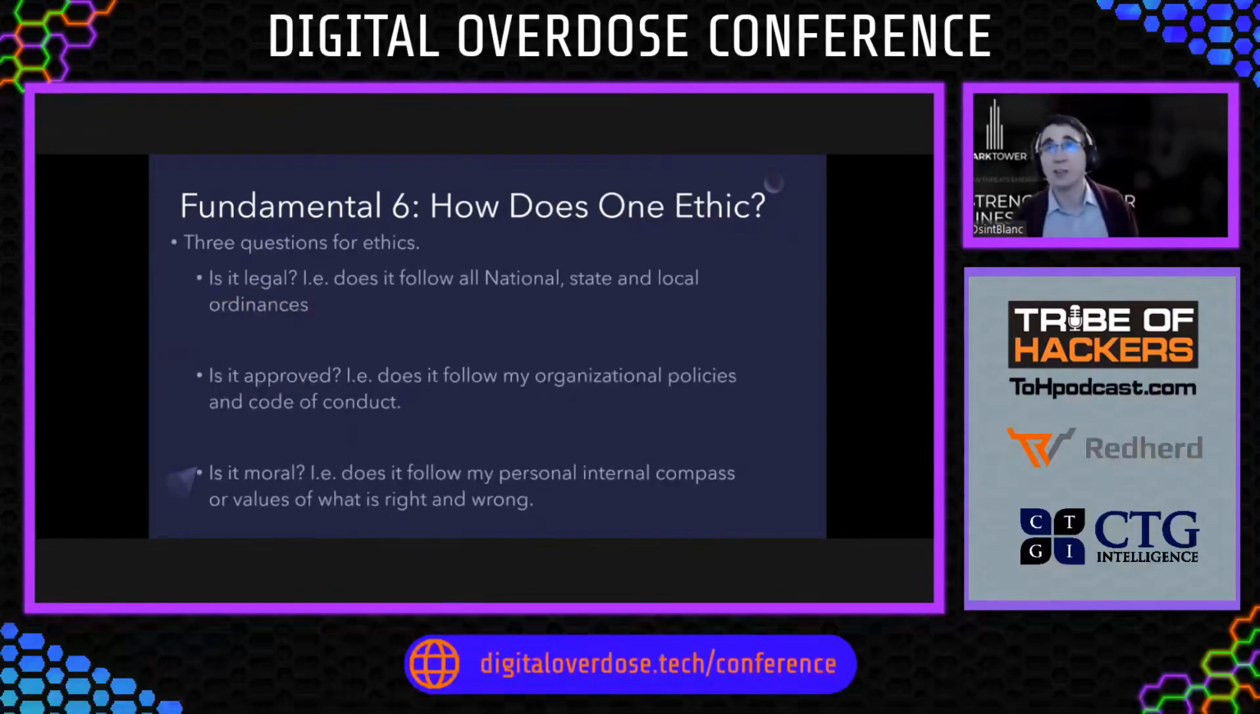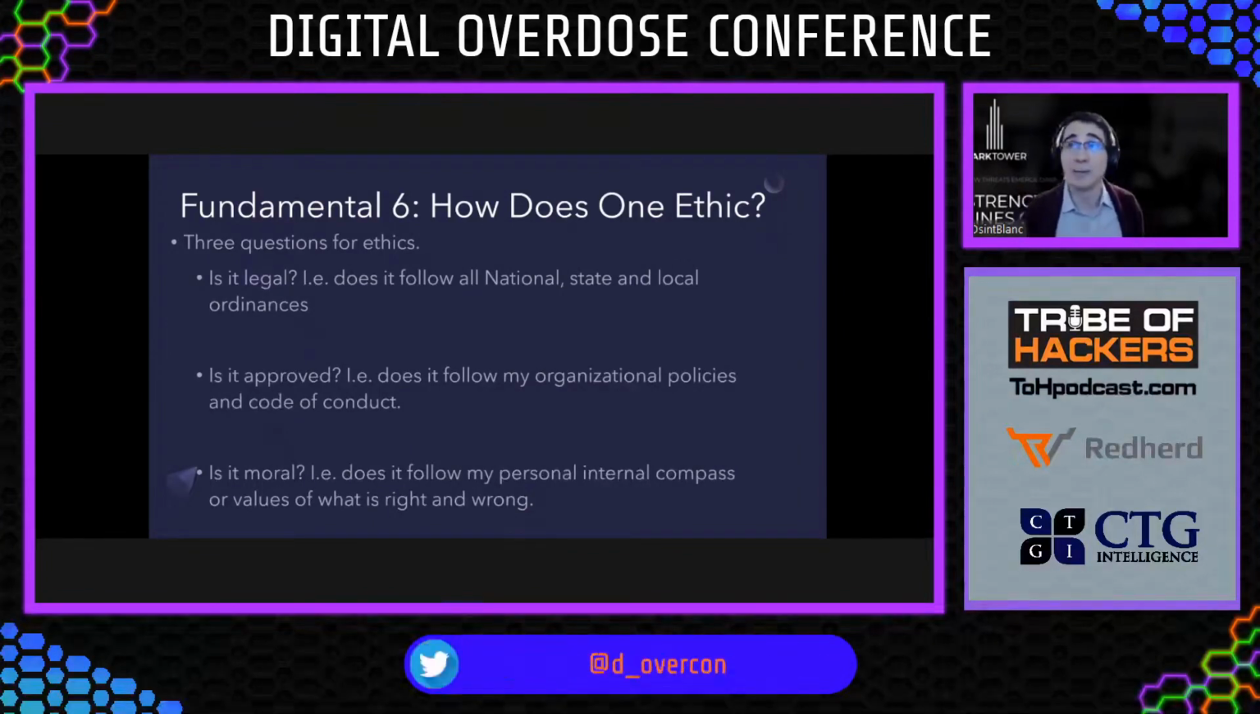We can break ethics down into slightly bigger points. There's 3 questions that I ask with ethics. Is it legal? I.e., does it follow all national, state, and local ordinances? That's the legal aspect. Am I doing a crime by doing this? Is it approved? I.e., does it follow my organizational policies and code of conduct? I consider, when I sign up to do a job, I've agreed to do the things that they're asking me to do. It means I'm going to follow the policies. And if they have a code of conduct or if they have a methodology they want to use that is differing from my own, I'm the one who needs to change, not them.